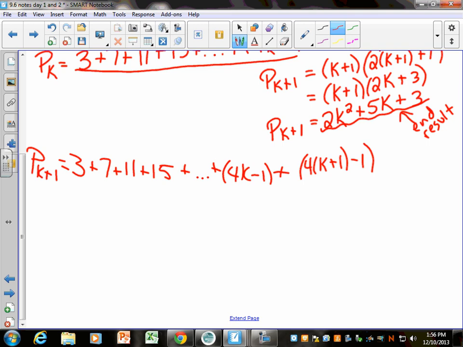And if it helps, kind of circle all this. All of that is p sub k. And then you're adding the next term to that. Right? If you knew the first 5 terms, you could just write out the first 5 terms and then add the 6th term. We're just calling that the k term and the k plus 1.